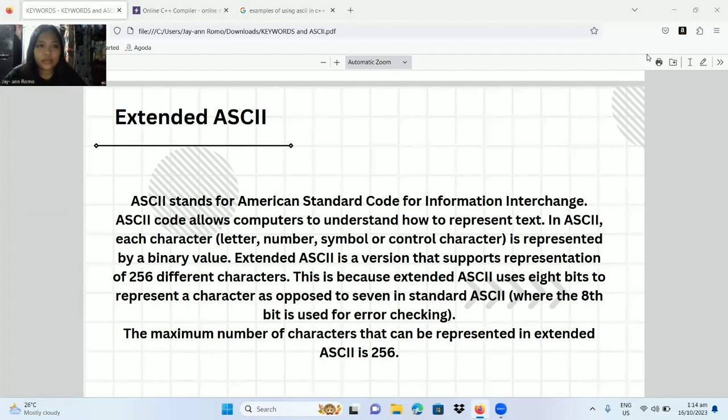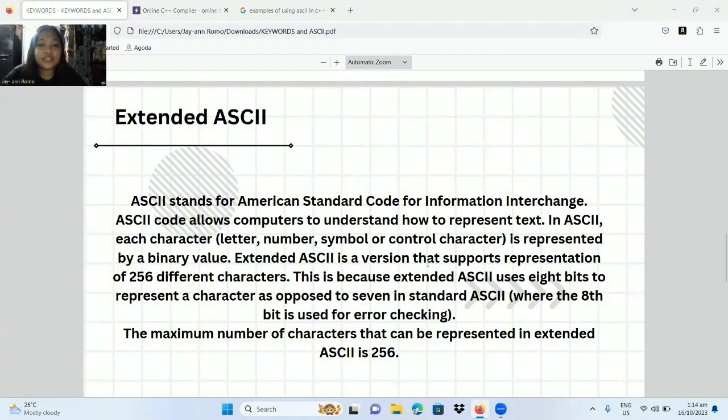And next, we're going to talk about extended ASCII. But before that, let us understand what ASCII is. ASCII stands for American Standard Code for Information Interchange. ASCII code allows computers to understand how to represent text. In ASCII, each letter, number, symbol, or control character is represented by a binary value.